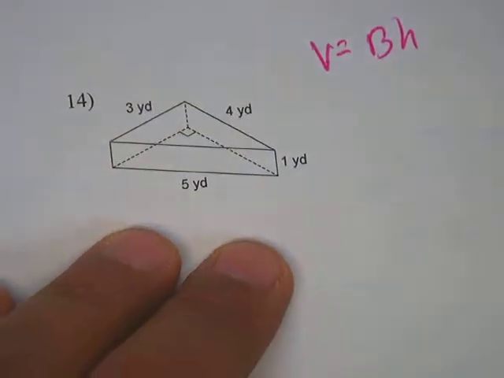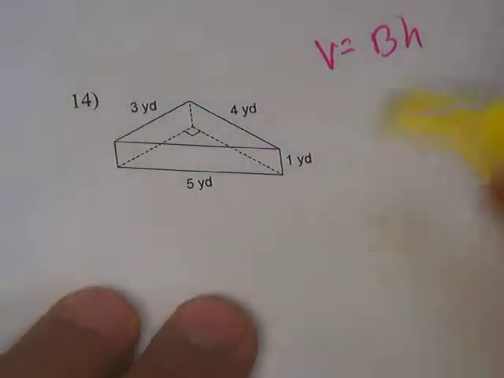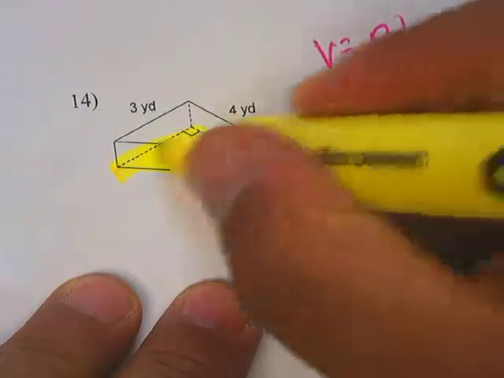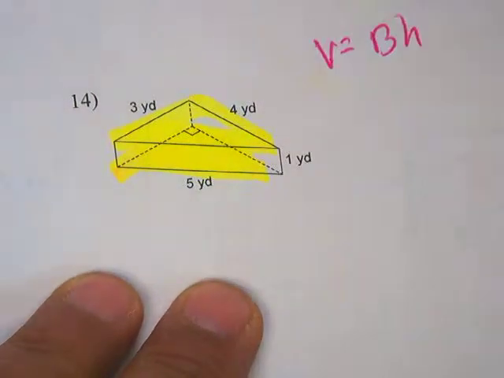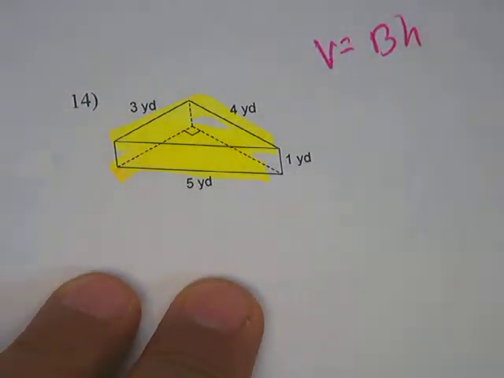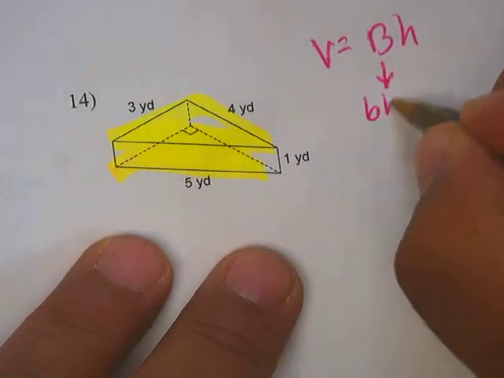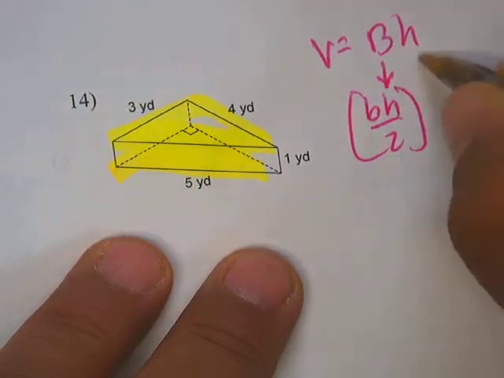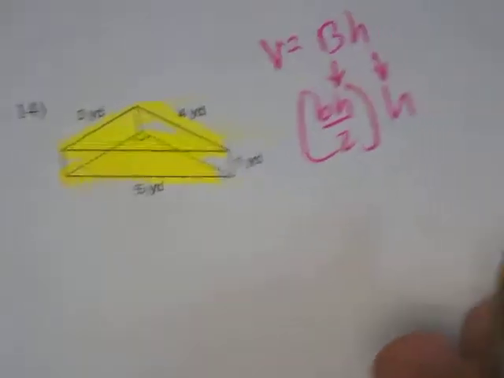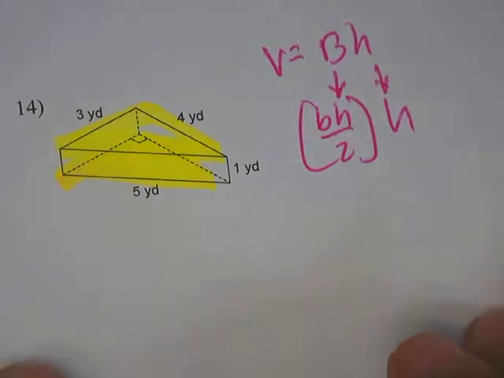Not divided by 3 because it's a prism. But I know my base is not a rectangle. It happens to be a triangle, and this is also the rectangular base. So you got two triangles there. Okay. So that means that this is actually base times height divided by 2 times the height.